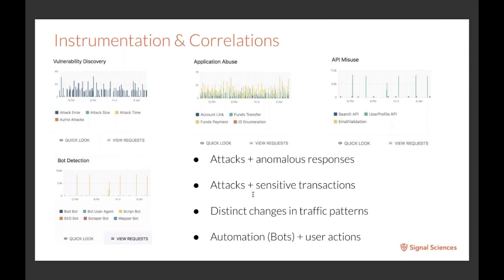And also attacks against sensitive high-risk transactions. Distinct changes in traffic patterns, but also automation, right? So bots that might be driving user actions in an application. If you have a form that should only be filled out by a human, but you're seeing indications that a bot is attempting to fill out this form, then that's something you want to be alerted to. So again, it's about being able to instrument your application for security and really getting into the business risk associated with the app.